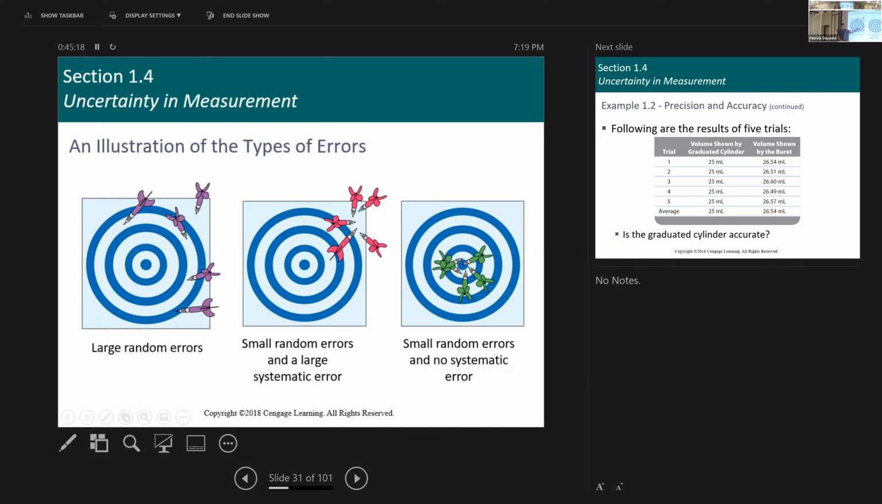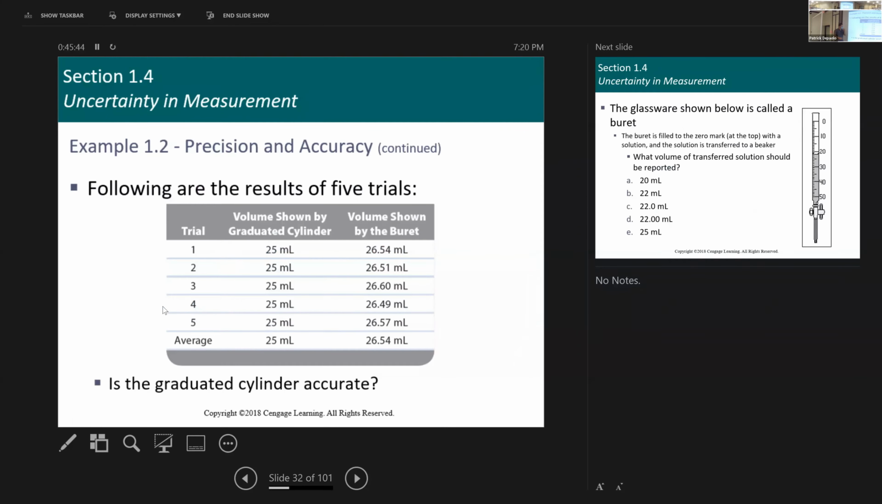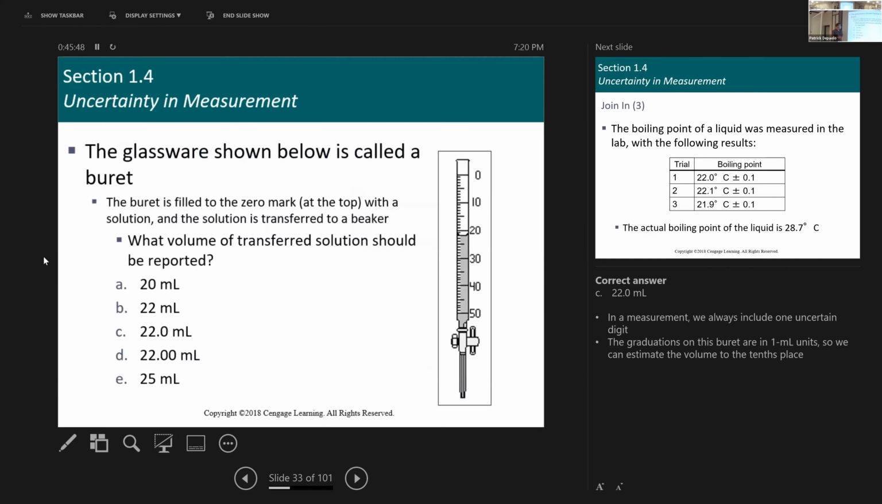Okay, so back to the dartboards. The one that was not precise or accurate had large random error, not good. The one that was precise but not accurate had low random error but a high systematic error. That's better because you can change something to make that normal again, make that have no error, as in the third case, which has small random errors and really no systematic errors. So we know this is easy.